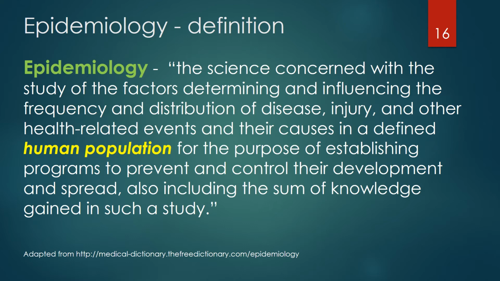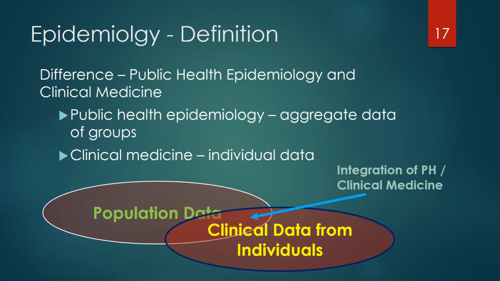Looking back at our definition, let's focus on the words human population. These words are key for public health epidemiologic work. Tools to analyze data are used in many disciplines, including clinical medicine and public health, though each has a different focus. Public health epidemiology generally targets aggregate data of groups of people or populations, where clinical data focuses more on individuals. The Institute of Medicine in 2012 strongly recommended that there be greater integration of public health and clinical medicine for the health and wellness of our society.